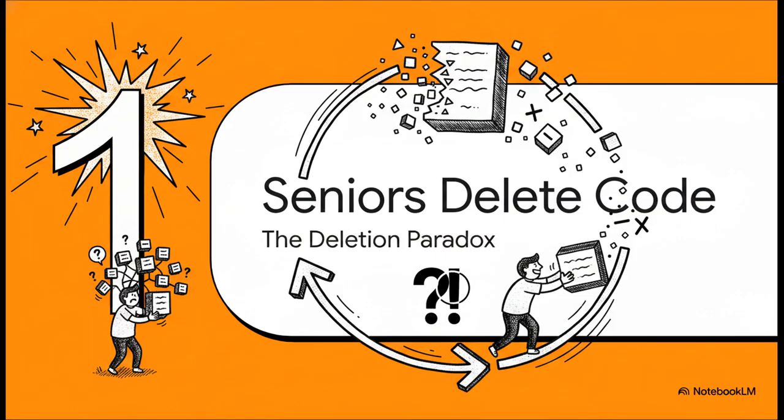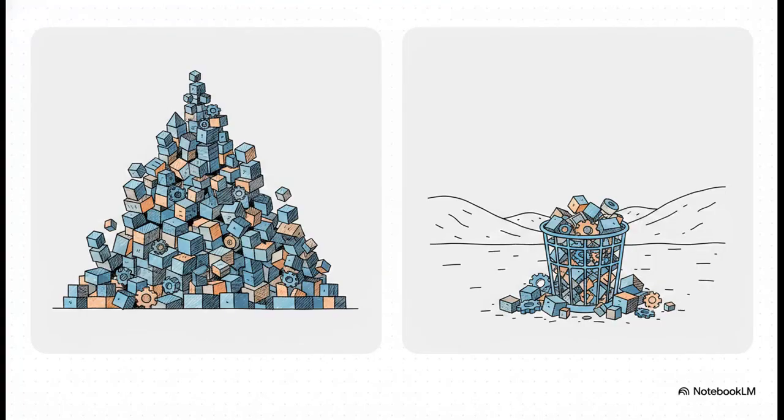Section 1. Seniors delete, juniors add. The code deletion paradox. To understand why these distributed architectures fail, we actually have to look at the massive difference in how code itself is treated. A junior developer's contribution graph usually looks like a mountain range, celebrating tens of thousands of lines of new code, complex abstractions, and shiny features. But a battle-tested senior engineer's graph, it looks like a valley. They celebrate deleting code, ripping out redundant microservices, and collapsing unnecessary layers.